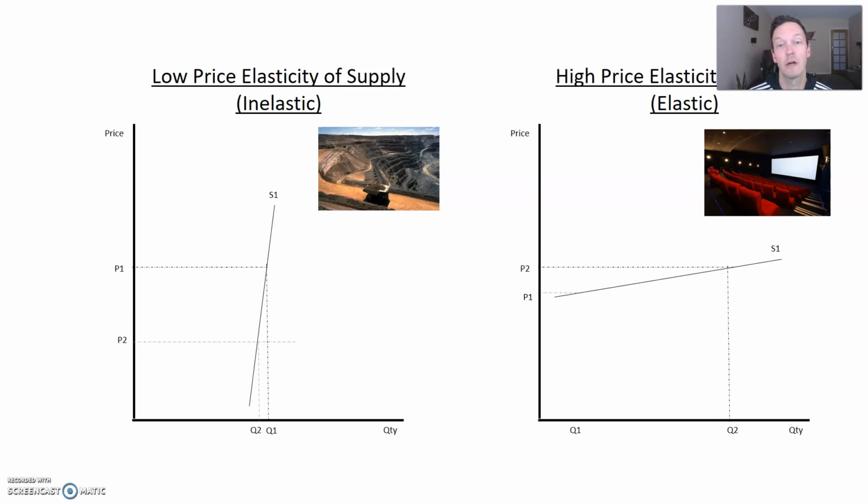They're still going to be supplying the same amount of coal to the market, irrespective of what the price does. Whereas on the right-hand side, you can see here with your cinema market, that is actually highly responsive to changes in price. If there is a slight increase in the price of cinema tickets, then cinema suppliers are able to supply a significantly larger quantity. And the reasons for that, we've got over the page here.